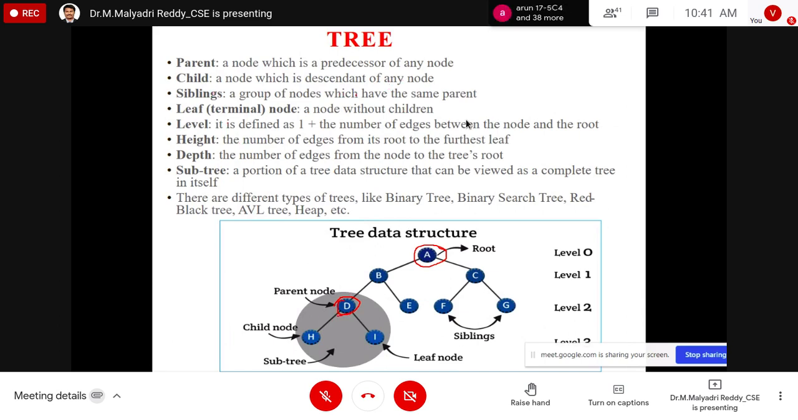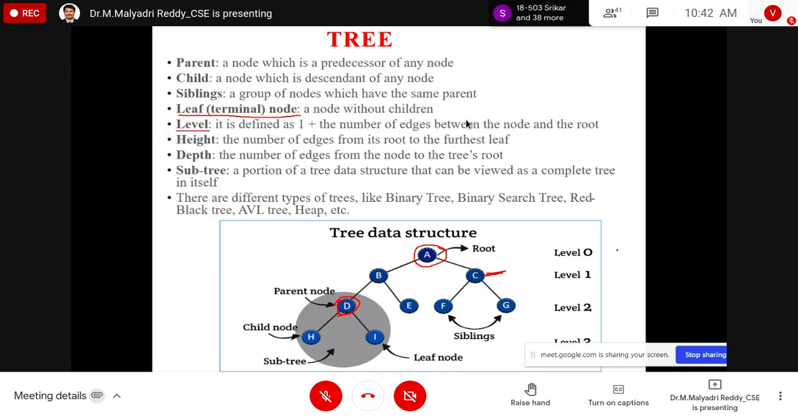Siblings: a group of nodes which have the same parent. Here F, G are the siblings with respect to C. B, C are siblings with respect to A. H, I are siblings for D. One more is the terminal node or leaf node, as I explained. In the atomic level, the last level nodes are the leaf nodes or children nodes.